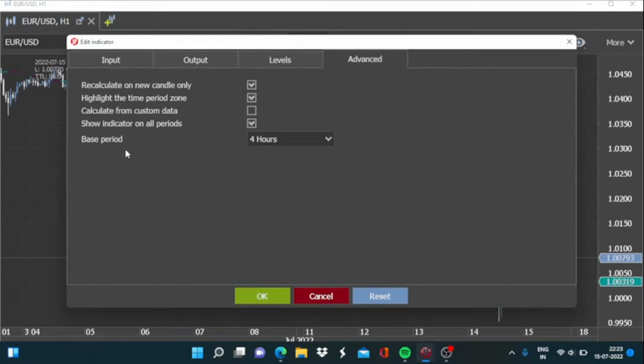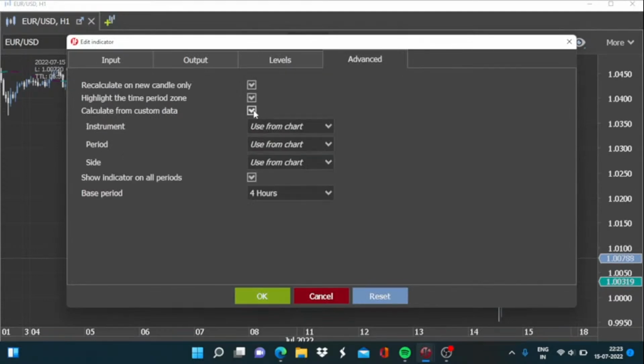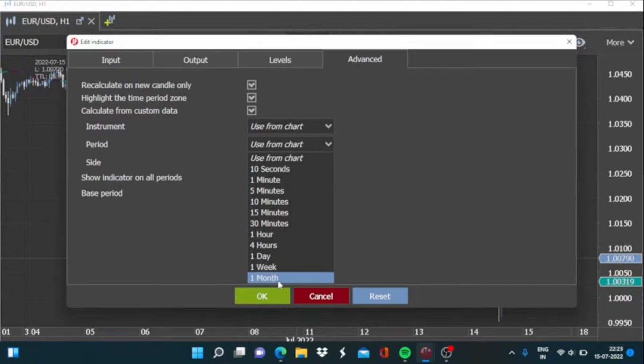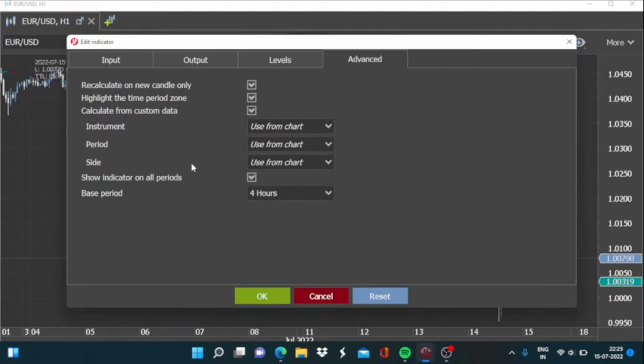Then we have the calculation option from the custom data. If you check this box, we will get these additional three options where you can go for a chosen instrument, or you can simply use it from the chart. Same thing you can do with the candle period. You can use it from the chart, or you can go for any of the options provided in the list. You can also take the side of the spread. You can go for the ask side or the bid side. You can use these combinations, the options provided to you.